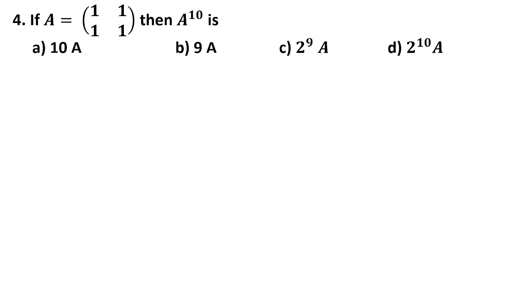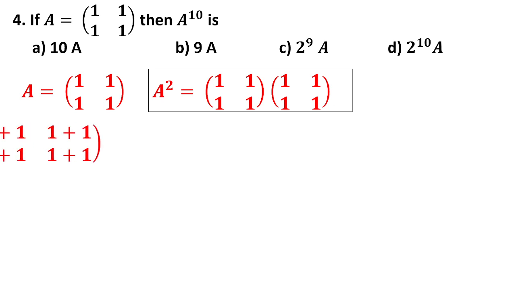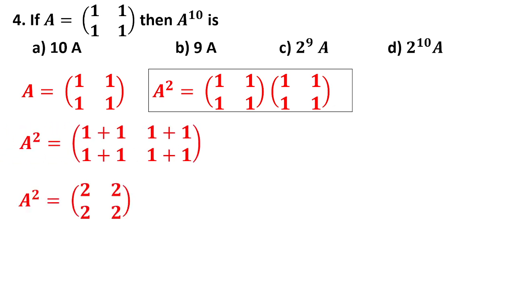Question number 4. These types of questions, be careful. Here they will ask a power anything. For example, they may ask a power 100 also. But what really happens is, when you find a square, when you find a cube, a pattern will be followed. Based on that pattern, by using mathematical induction, we have to get the value of a power 10. For that, first you try what is a square. This is a square. Now a square is 2, 2, 2, 2.